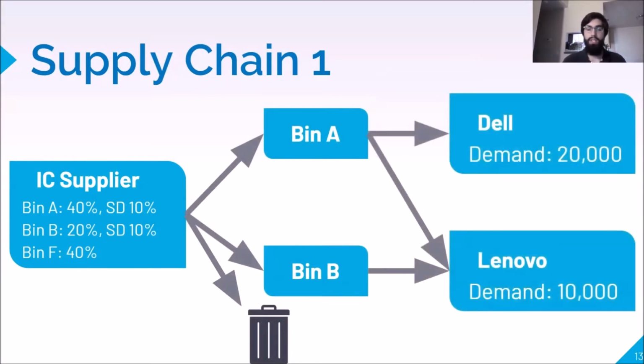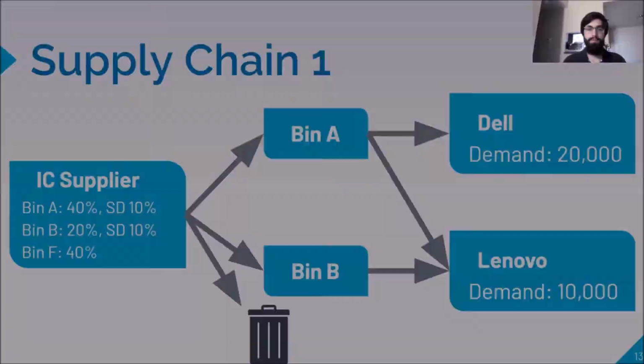We'll have 2 example assemblers that would have demand for these ICs. For example, Dell has a demand of 20,000 units of bin A, so the high performing bin. Lenovo has a demand of 10,000 units of bin B, or the lower performing bin. However, just as with the guitars, the special case is if we have excess bin A units, they can be substituted for a lower performing bin and be given to Lenovo.